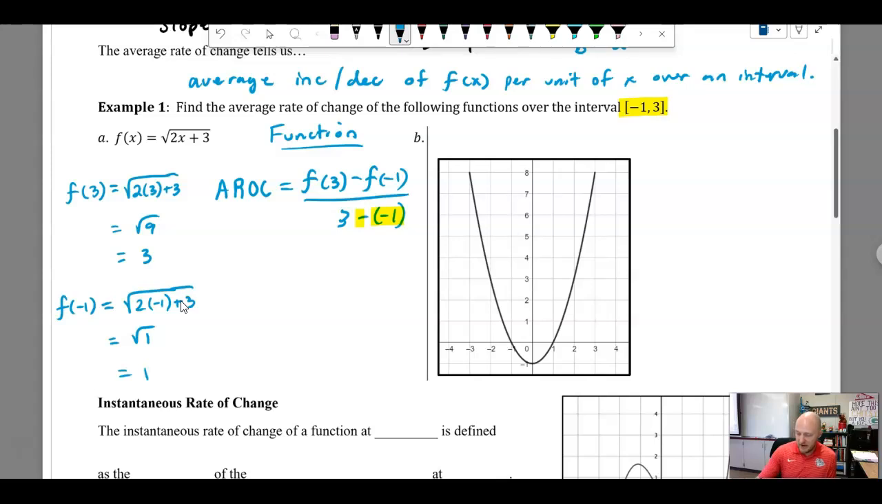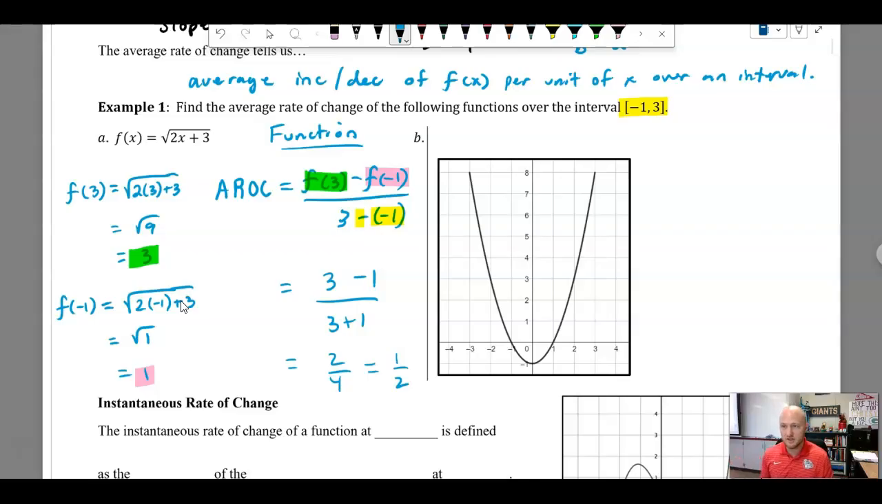Okay. And now we can go ahead and plug these in. So f of 3, that is 3. I'll replace that. And then we have here f of -1 is 1. So it looks like our average rate of change is 3 minus 1 over 3 plus 1, giving us 2/4. Now, we can reduce that, but in AP Calculus, you do not have to reduce that. You can leave it as long as it's numerical. So where could I stop? I don't want to have to do all that. Well, you can stop as soon as it's numerical right here.